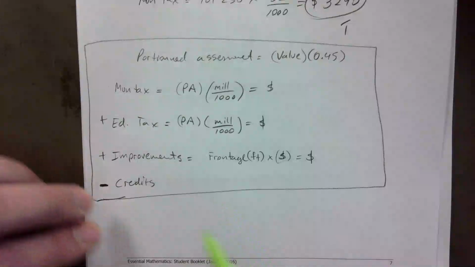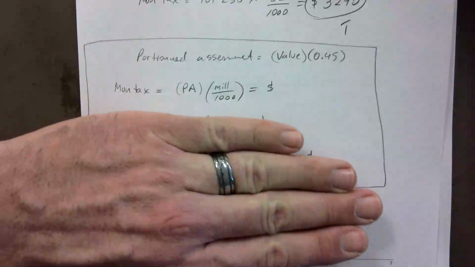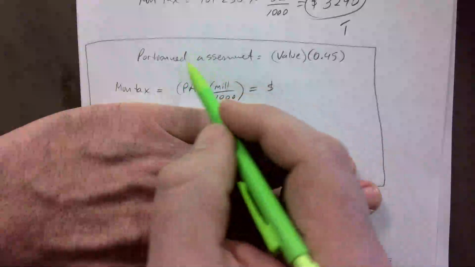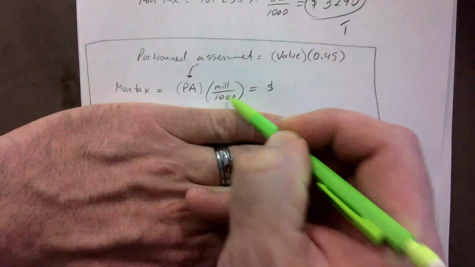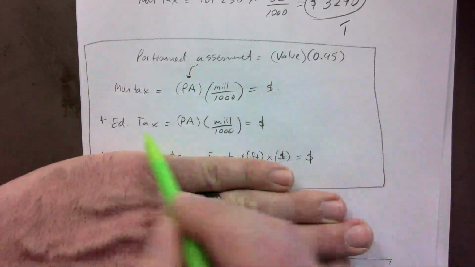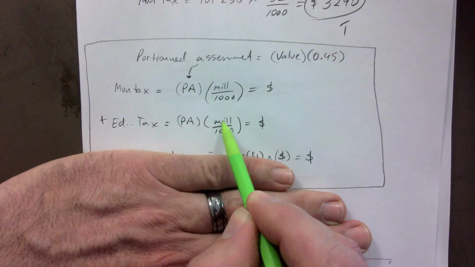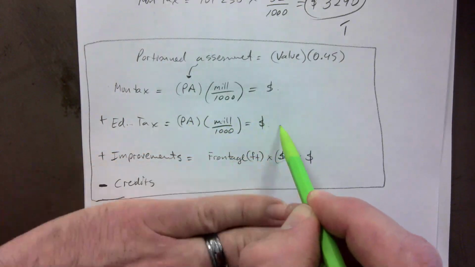Now, this is what they did here. I can just block this off. They just asked you to do this part. Once you know your portioned assessment, you use it here, times the mill rate divided by 1,000, and you get a number. They could have asked you for education taxes. You would have to take that mill rate divided by 1,000 and multiply it by the portioned assessment.